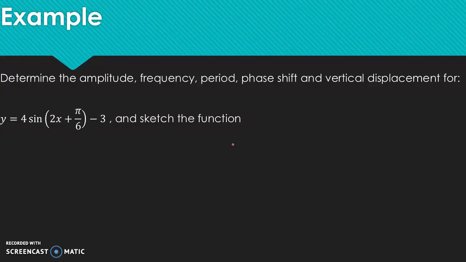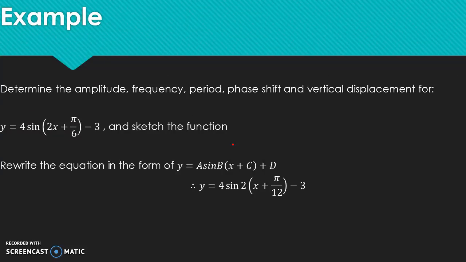So to work through this, as an example, we're going to determine the amplitude, frequency, period, phase shift and vertical displacement of this function, and then go ahead and sketch the function. So if we rewrite that function in the general form, a sine(bx + c) + d, we take the 2 outside the brackets, meaning that our amplitude is going to be 4.